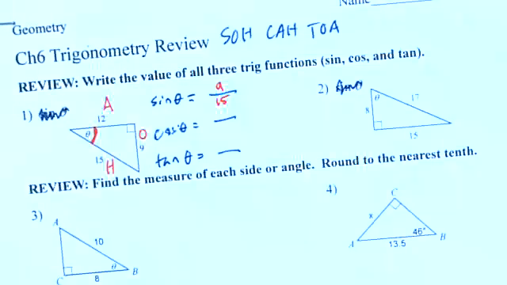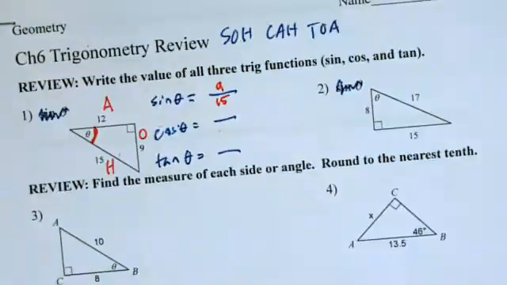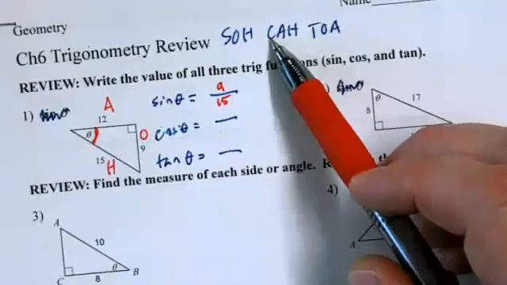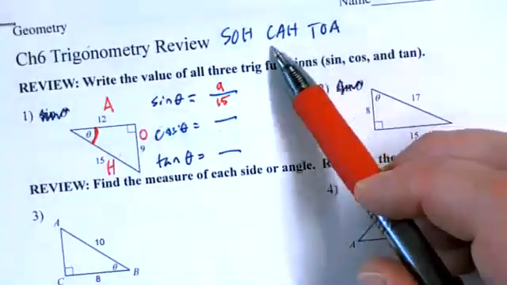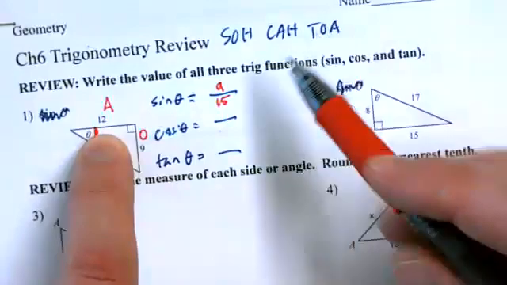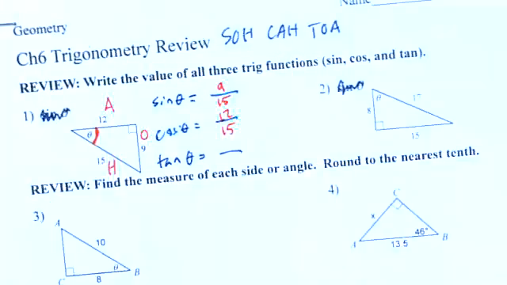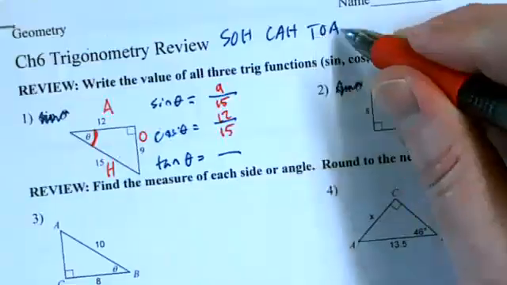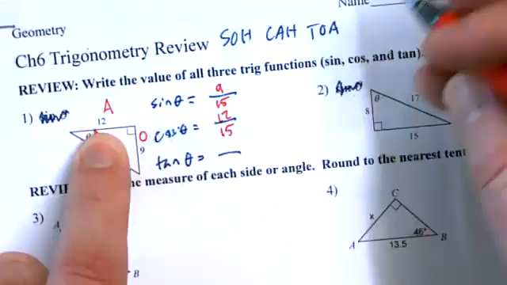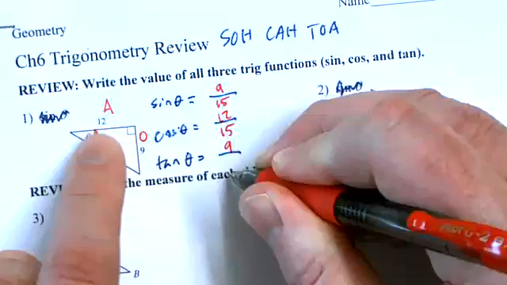And that's all you have to do. That fraction does simplify, but you can just leave it like that. Cosine is adjacent over hypotenuse. So adjacent 12 over hypotenuse 15. And tangent is opposite over adjacent. Opposite's 9, adjacent's 12.